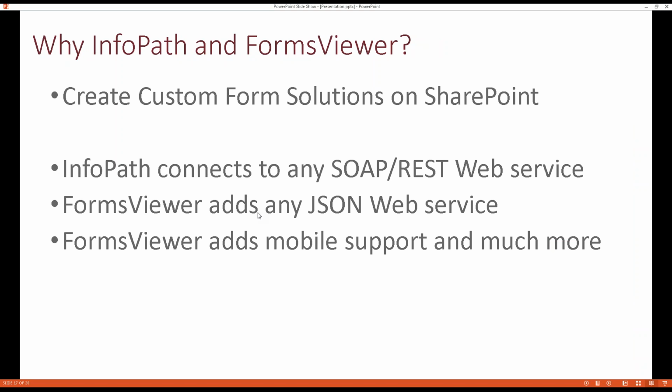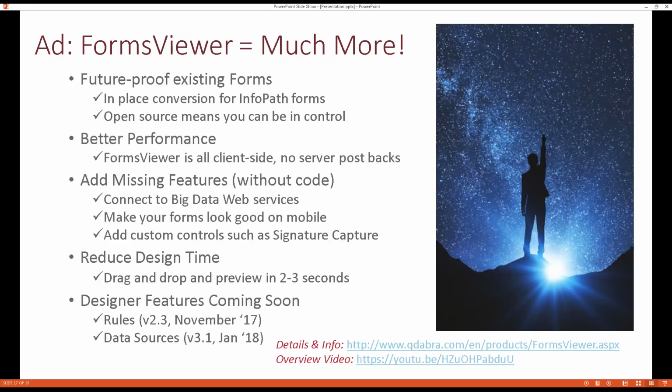So the reason why we're still using InfoPath and FormsViewer is that you can create these custom solutions. You don't need a developer. And InfoPath connects to any online SOAP and REST web services. FormsViewer allows you to extend that to the huge number of JSON services out there today, which we did today. We showed you 2 JSON web services, the Google Vision API and Kairos.com. And we provide mobile support, you saw that as well, and much more. In fact, what is much more? Well, it's really about controlling the future of your forms and improving performance, also adding these missing features. You've got signature capture, we did that a couple weeks ago. We've got mobile. The design time is just drag and drop to the FormsViewer managed templates, so you don't have to go through a lengthy publish process.